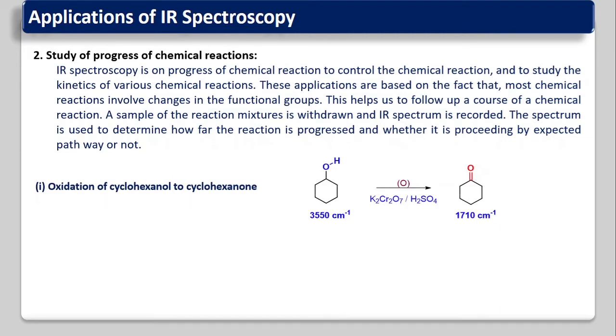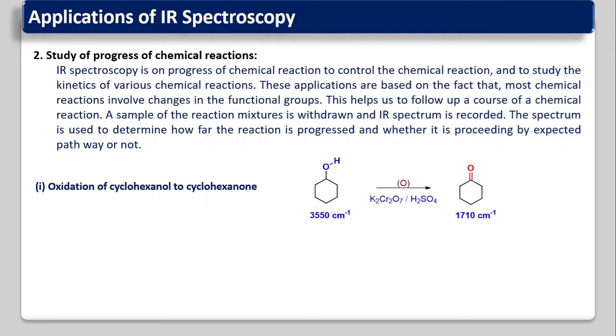So we have cyclohexanol as a substrate, and if we use some oxidizing reagent like K2Cr2O7/H2SO4, then our expected reaction is the formation of a ketone. If we get a peak at 3550 cm inverse, it means our cyclohexanol is still there. If we get only a peak at 1710 cm inverse, that is for the ketone, so our conversion of alcohol to ketone is completed. But if we get both peaks, then our reaction is still incomplete.